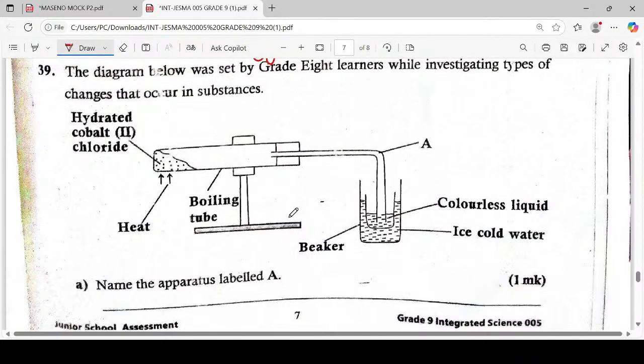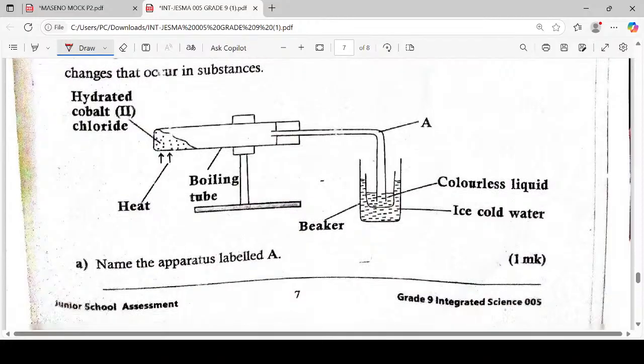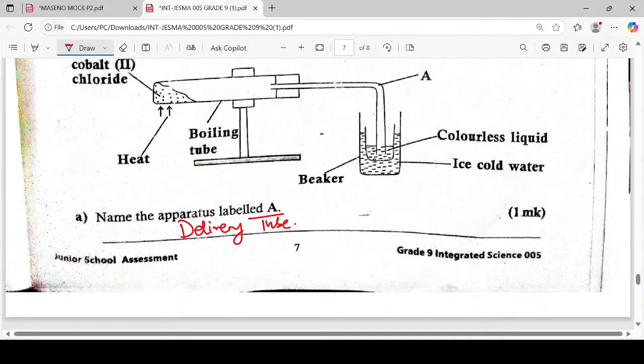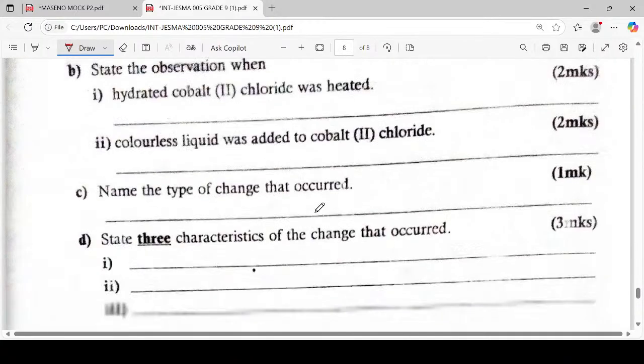The diagram below was set up by grade 8 learners while investigating types of changes that occur in substances. You can see hydrated cobalt 2 chloride, heat, boiling tube, the colorless liquid, ice cold water, and the beaker. Then you can see tube A. Name the apparatus labeled A. That apparatus is what is called the delivery tube.